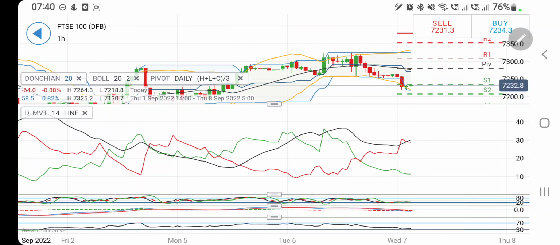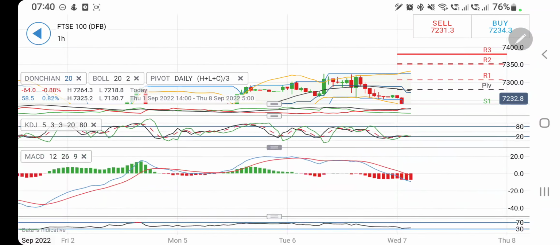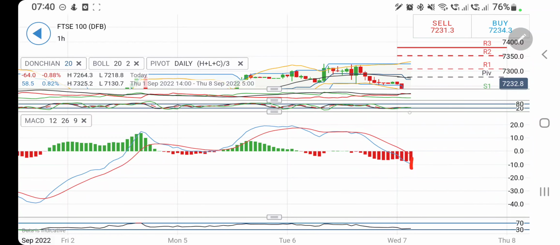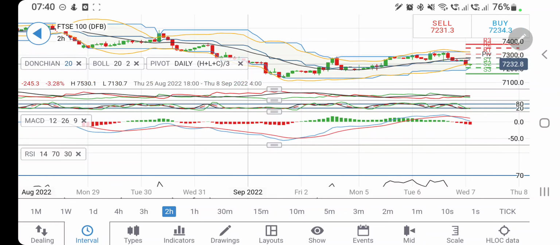Directional movement is divergent and it is bearish here. Stochastic is near to bottom. The MACD is divergent and it is bearish. The RSI is near to bottom too.